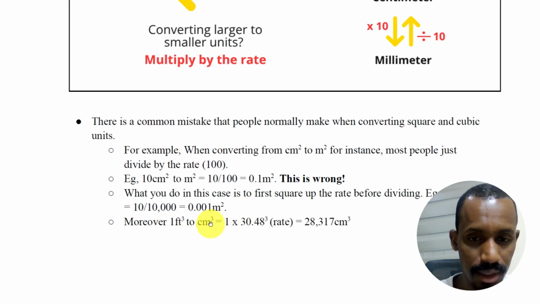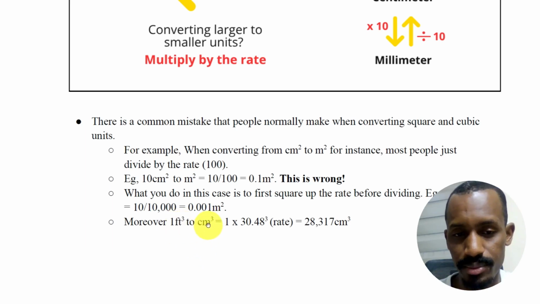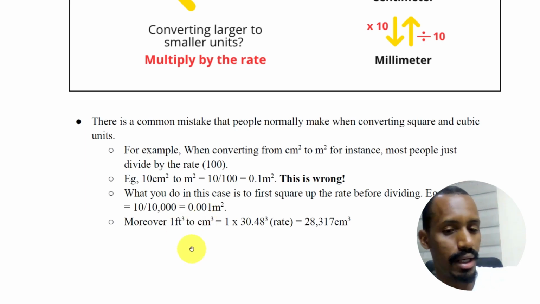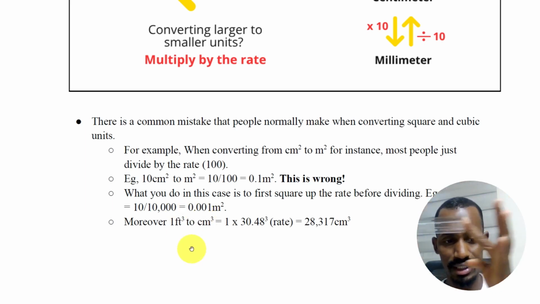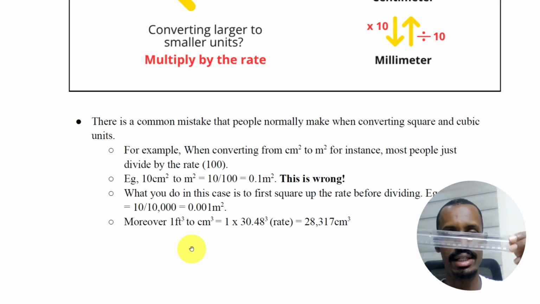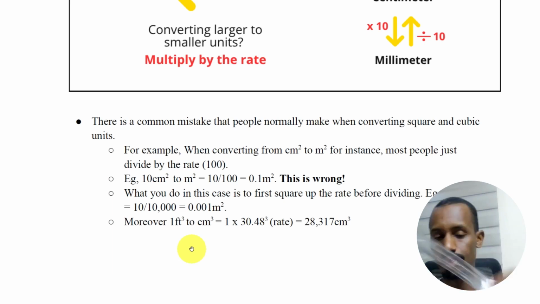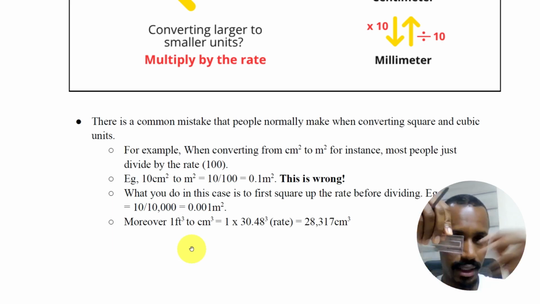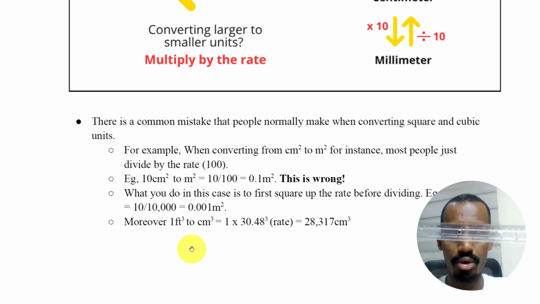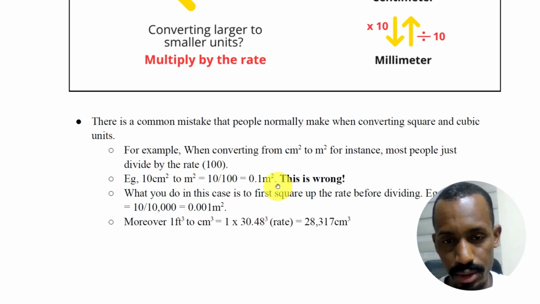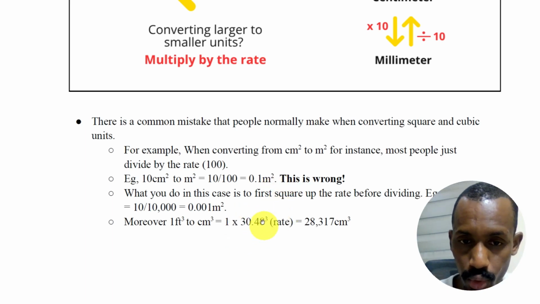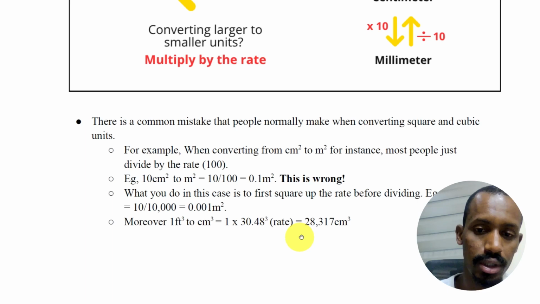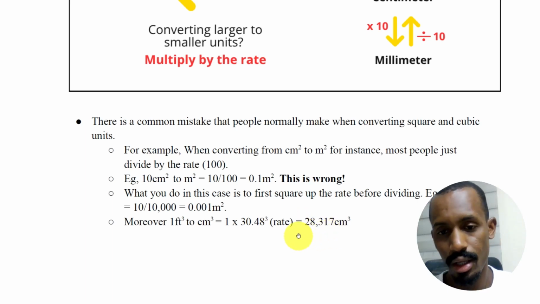Moreover, a foot to centimeter, you do this. Sorry, a foot is bigger, so you multiply. A foot is bigger than a centimeter. This distance here is 1 foot, and 1 centimeter is like from zero here to here. So that means a foot is bigger. So when you are converting them, you multiply, but you have to also cube the rate. 30.48 is the rate. You have to also cube the rate so that you can have it in centimeter cube.